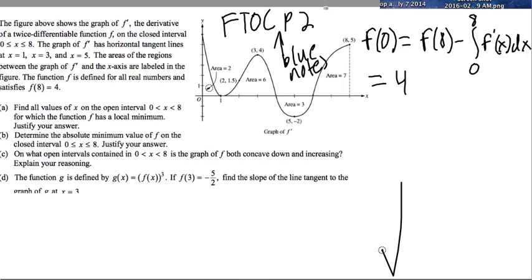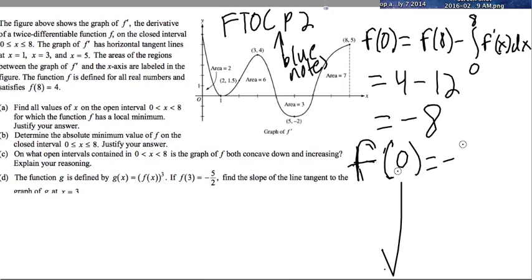So we have 2 plus 6 minus 3 plus 7. So we have positive areas of 6, 7, and 2, which gives us a positive total of 15. And then we have an area below that's 3. So it's a total of 12. And here's what we discover. We get negative 8. F of 0 is negative 8.